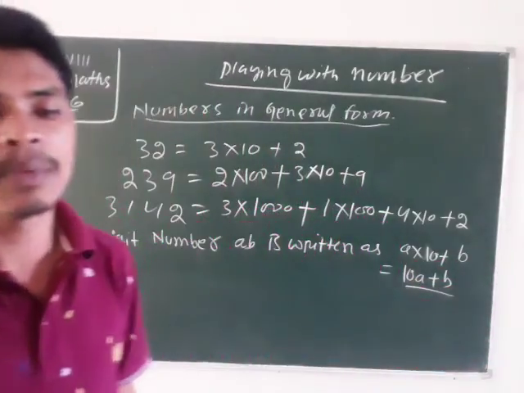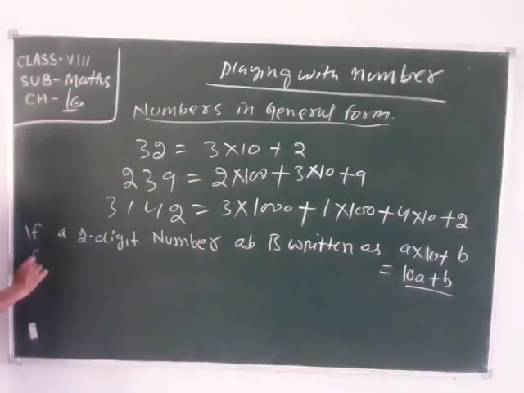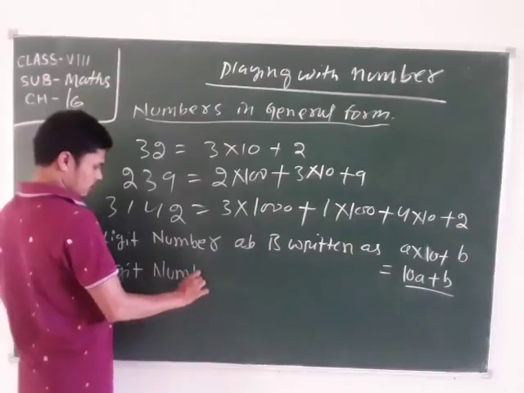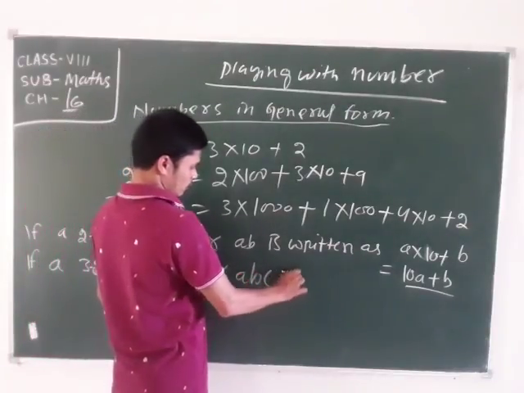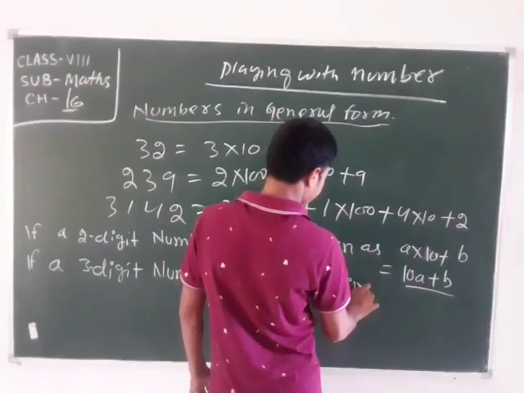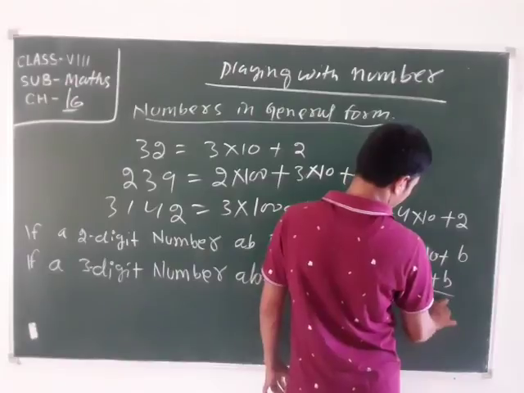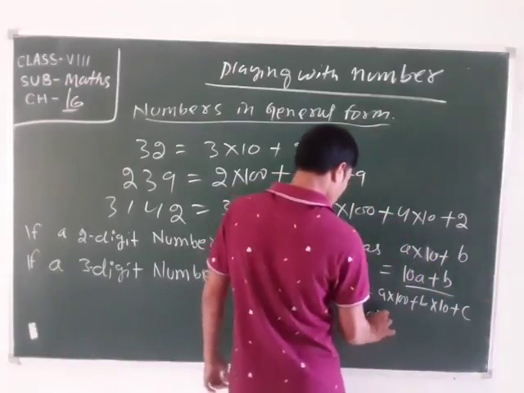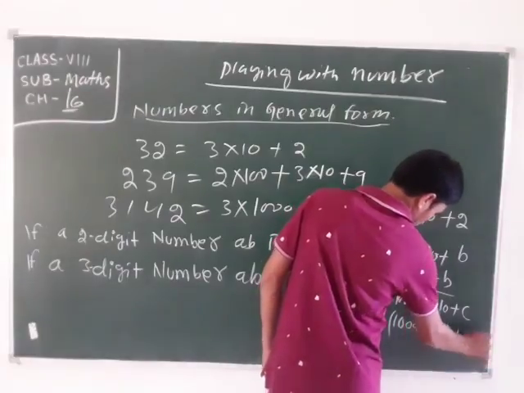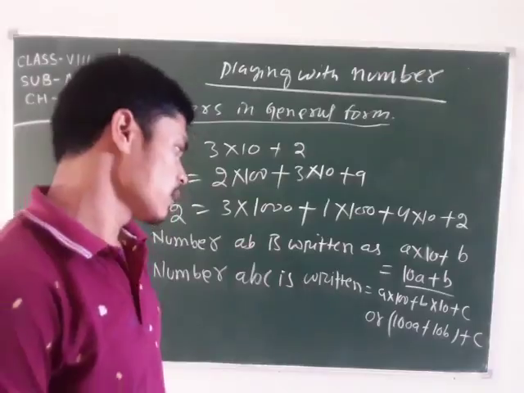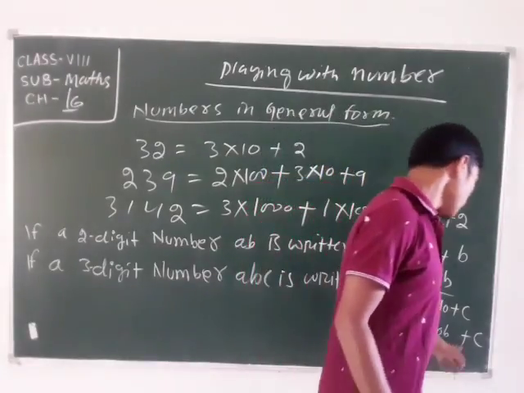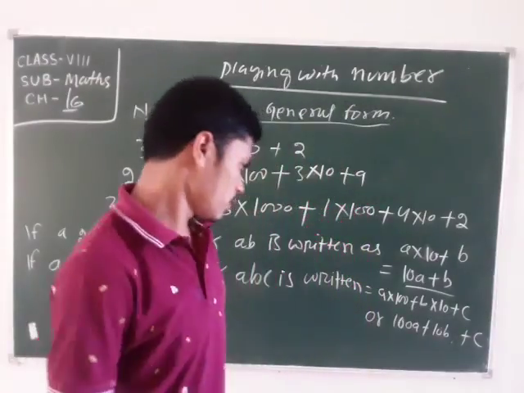Now if there is a 3-digit number ABC, how can it be written? It is written as A into 100, plus B into 10, plus C, or 100A plus 10B plus C. We can also put it in brackets. That is the answer.